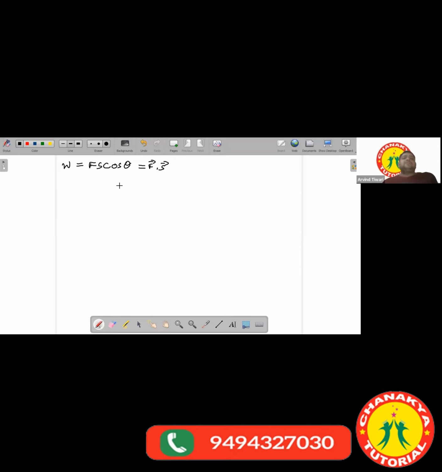Now today we'll be discussing work done as potential energy, work done as kinetic energy, and we will also discuss the potential energy of a spring. So how do we know about springs?